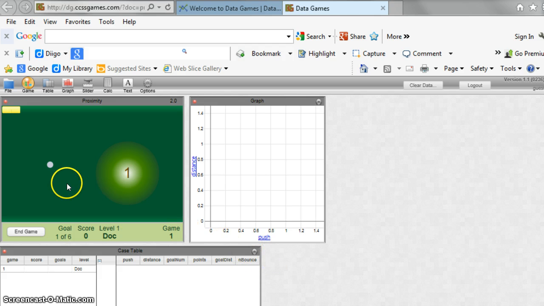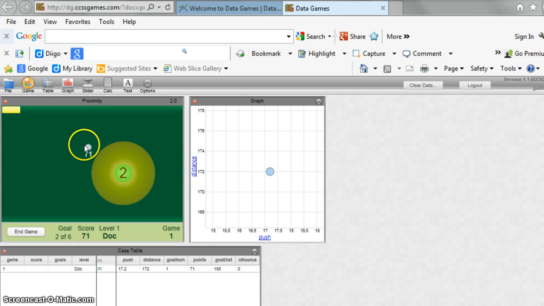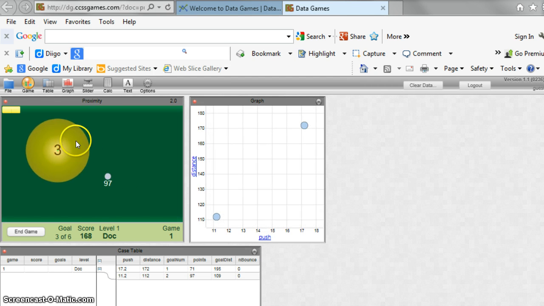The object of the game is to get the ball as close as possible to the middle of the target by pushing it. To push the ball, you must click on the ball, hold the mouse button down, drag away from the target, and release the ball by releasing the mouse button. Notice when I click on the ball and pull back, a number appears. This is the magnitude of my push. You get 6 targets per game, and you're trying to get the highest score possible.